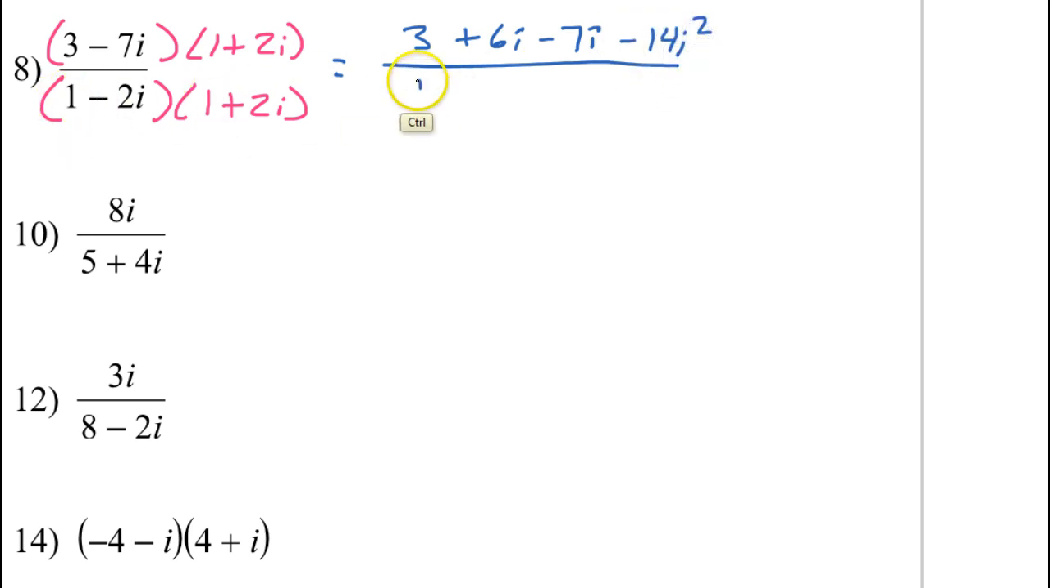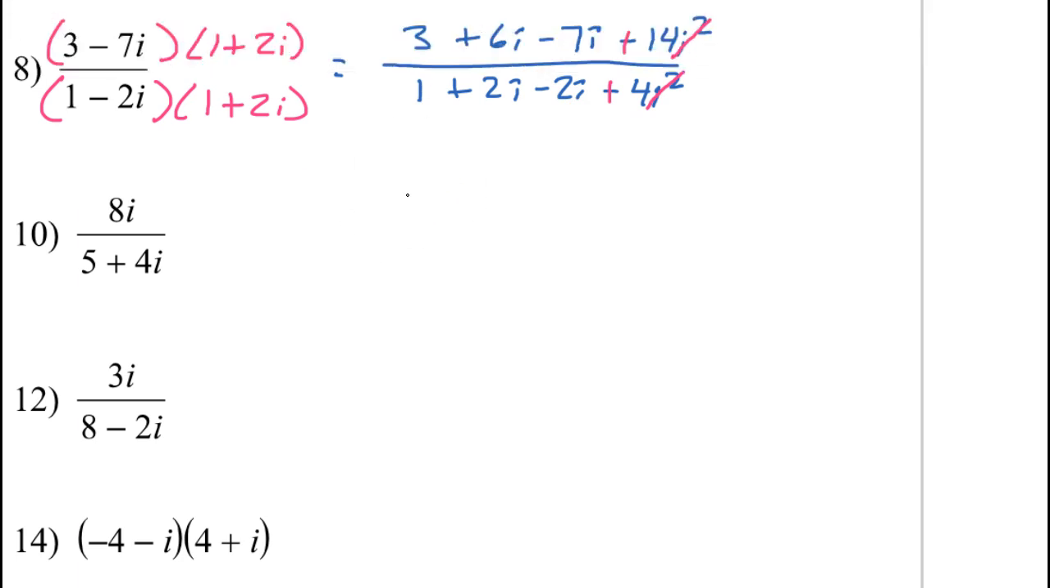Now 1 times 1 is 1. 1 times 2i is 2i. Negative 2i times 1 is negative 2i. Negative 2i times positive 2i is negative 4i squared. Now, i squared is negative 1. So that is going to turn this into a positive 14. And this negative 1 is going to turn this negative 4 into a positive 4.